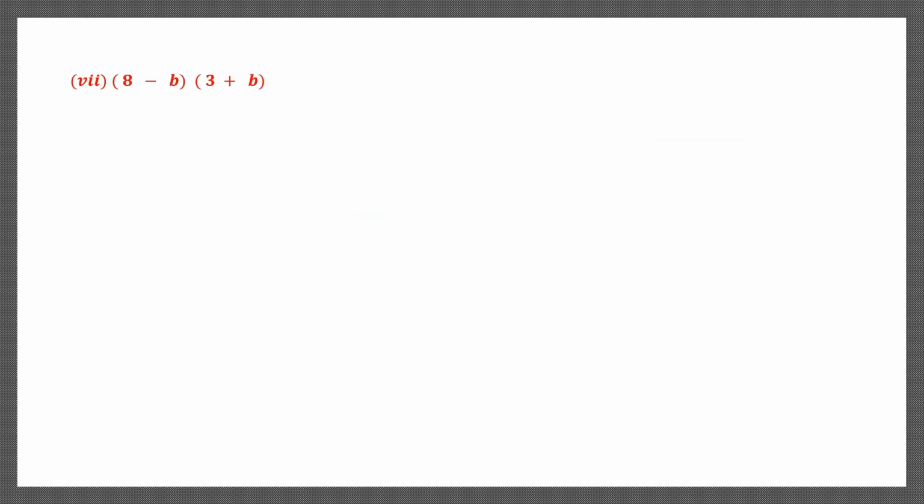Question 7. So let's begin by multiplying the first term of both the binomials, that is 8 into 3 plus. Now the second term will be the product of the outer terms, that is 8 into b, plus the product of the inner terms, that is minus b into 3. Then the last term will be the product of the second term of both the binomials, minus b into b.